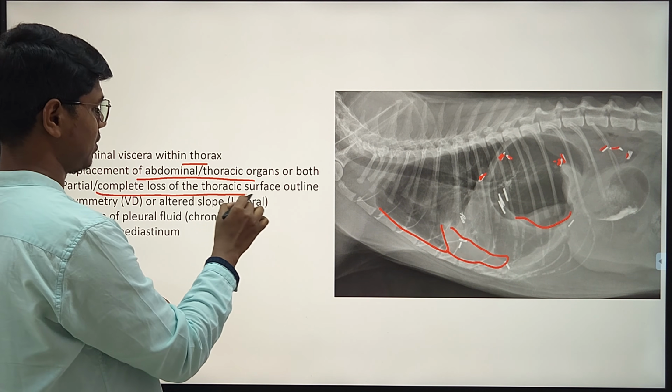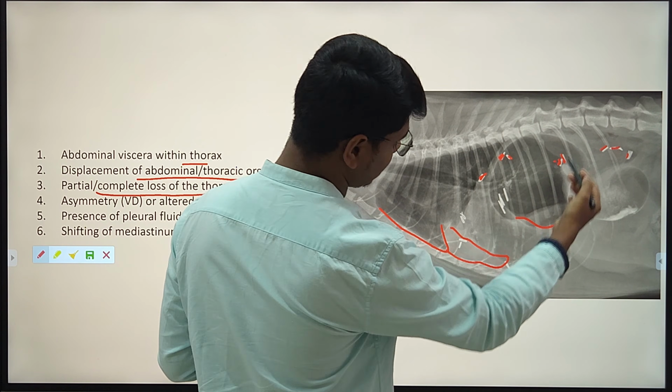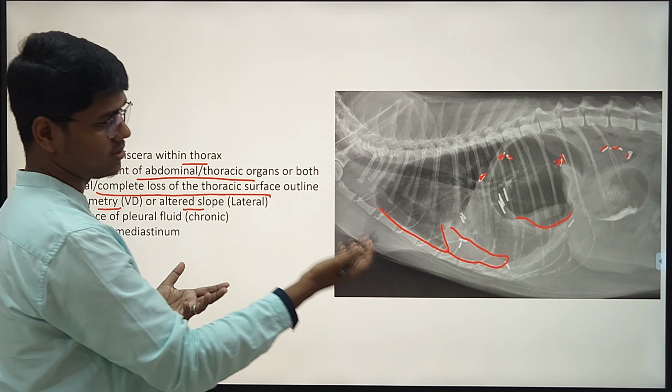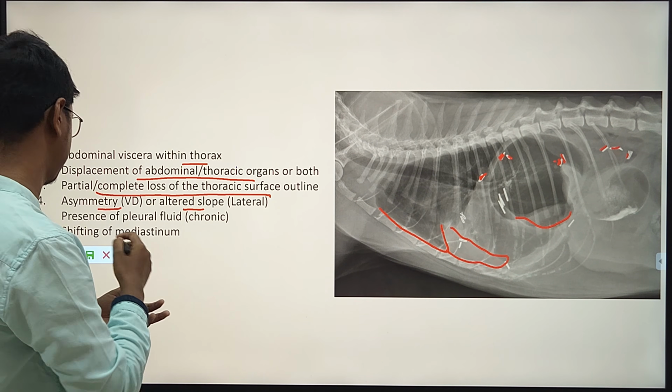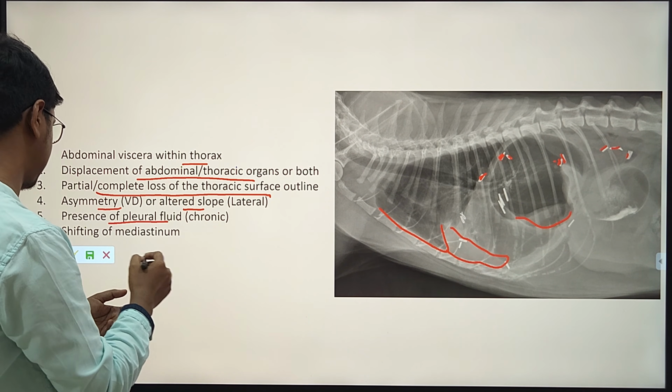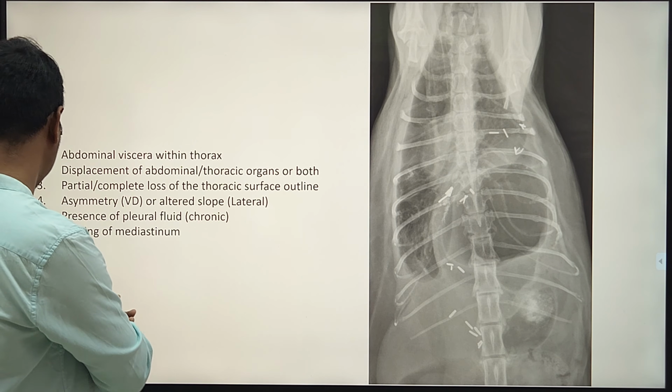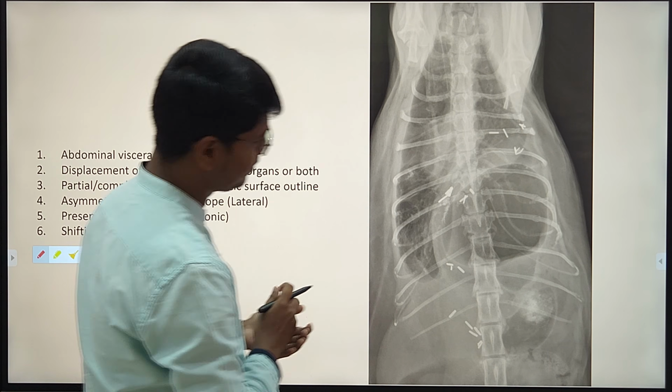Partial or complete loss of the thoracic surface outline. Yes, the diaphragm is not at all visible. Asymmetry or altered slope: there is no slope when the diaphragm is not visible. Presence of pleural fluid: yes. Shifting of mediastinum is more pronounced in the VD view. It is the VD view. See the VD view here.